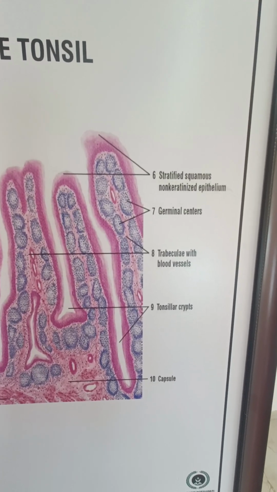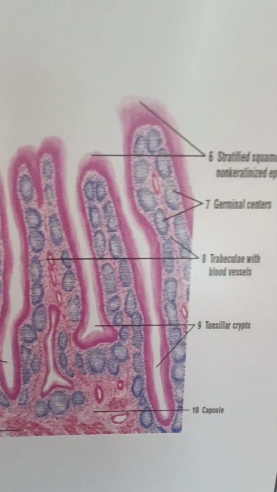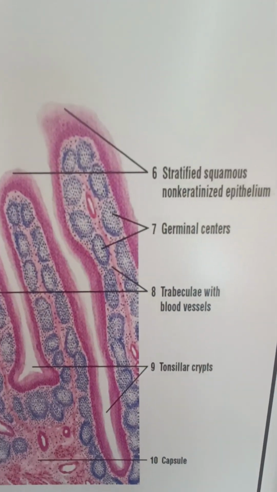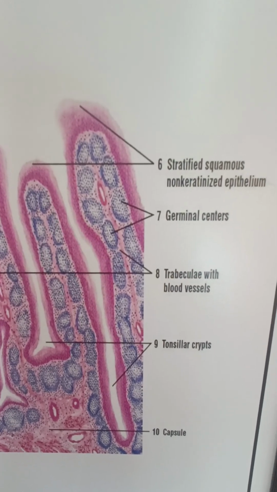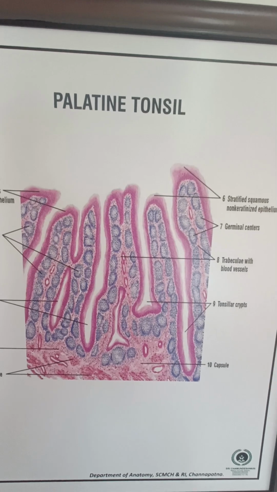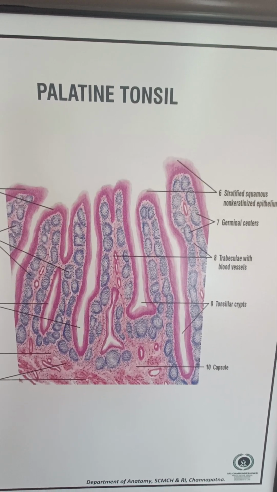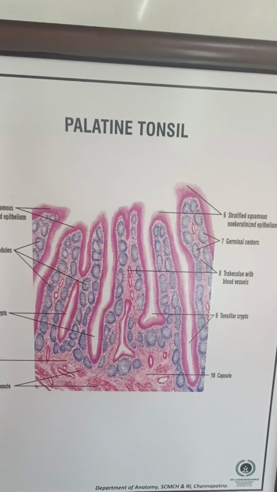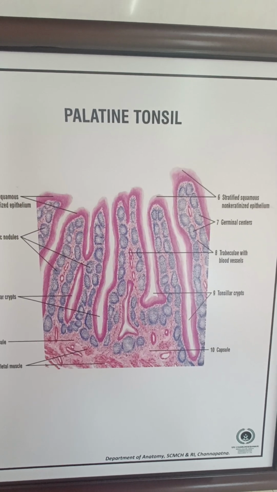You can also see the trabecula has some blood vessels here, and you can also see the germinal centers within the lymphoid tissue. So what is the function of this palatine tonsil? It is actually production of activated lymphocytes, antigen presentation and development of the immune response. That is the function of the palatine tonsil.